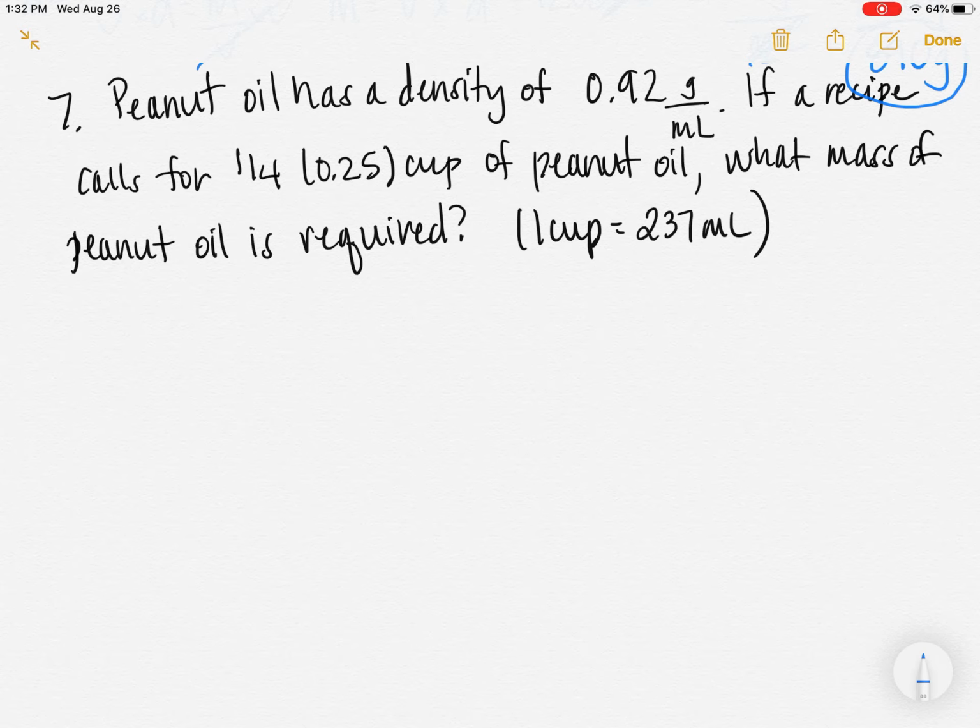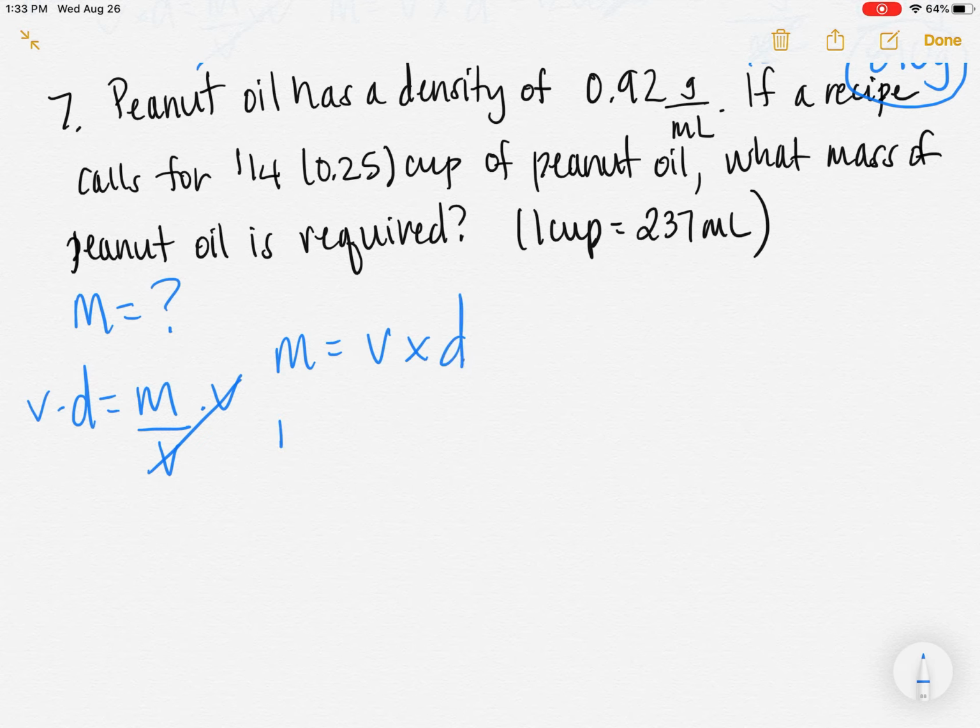And the last one we're going to do in this video says peanut oil has a density of 0.92 grams per milliliter. If a recipe calls for a 1/4 cup of peanut oil, what mass of peanut oil is required? And they tell you that there are 237 milliliters in a cup. So I'm looking for mass. So I know I'm going to have to use my density formula. Multiply by V, right? So I know mass is going to be volume times density.